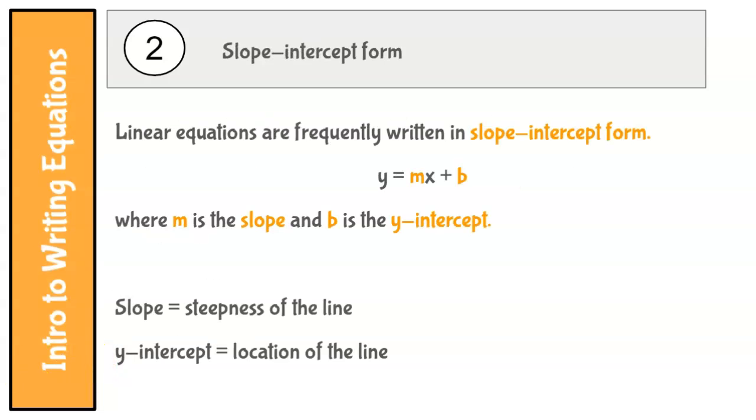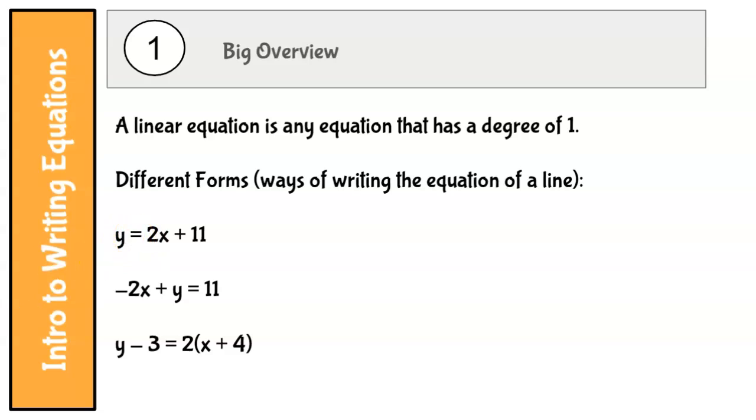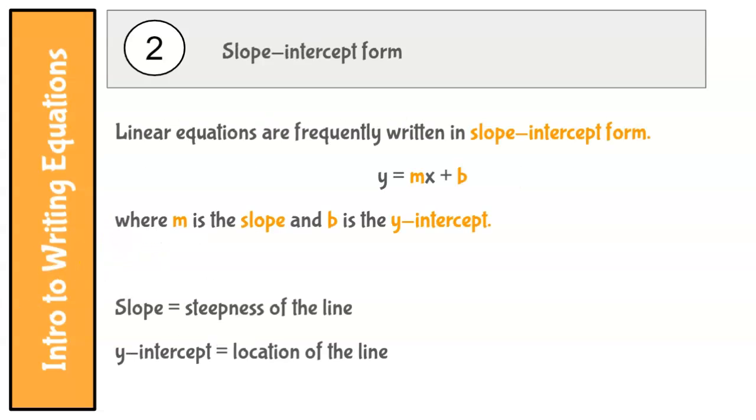So let's first look at that first form here, where it's y equals. We call that the slope-intercept form, and it's not a very creative name, because the information it provides is the slope and the y-intercept. If you're given the slope and the y-intercept, this is a good form to use to write the equation. M is the slope, the steepness of the line, and B is the y-intercept, the location of the line. So if you're given the slope, it goes in front of x, and the y-intercept goes at the end, and it's equal to y.